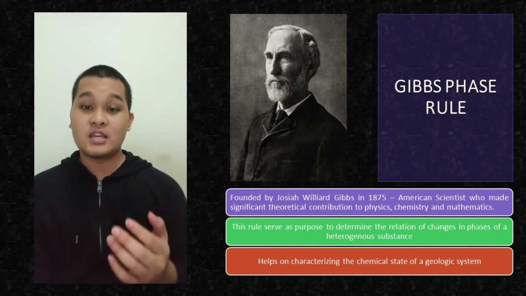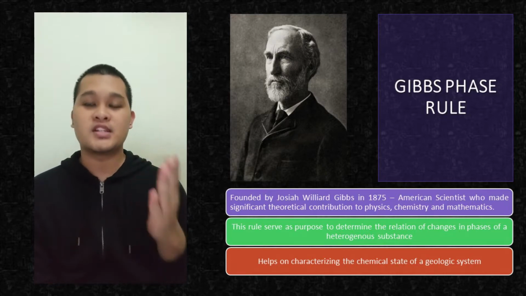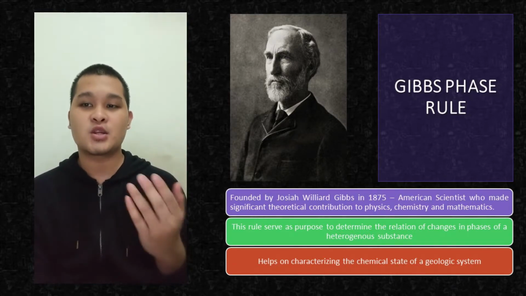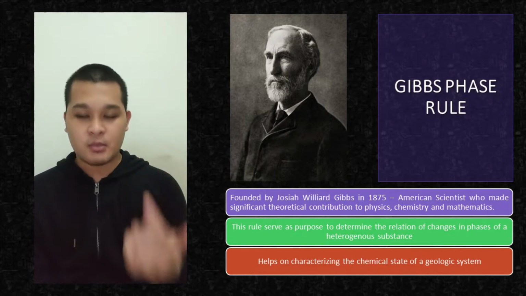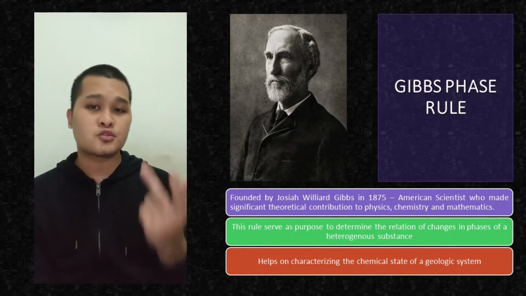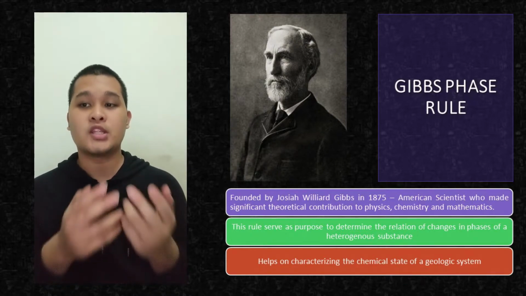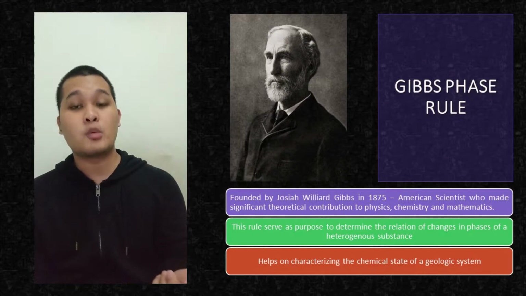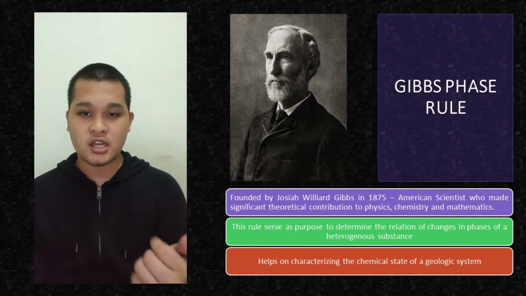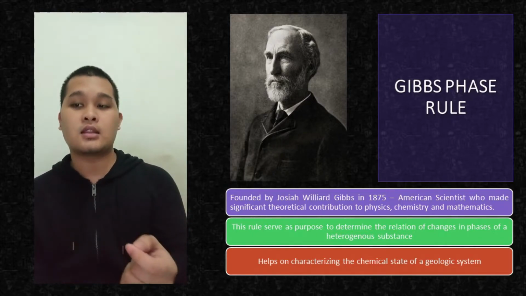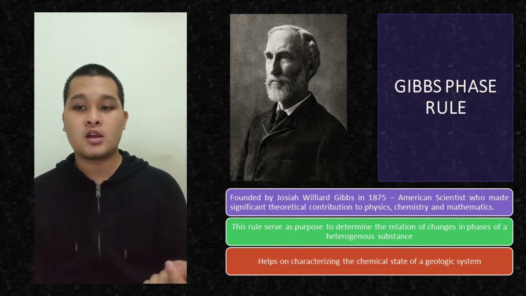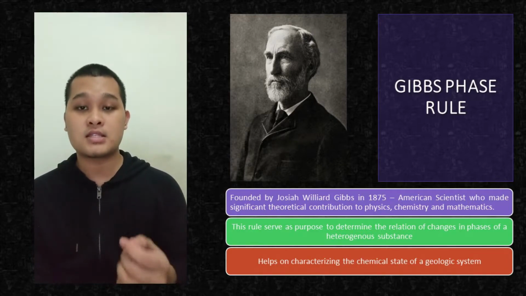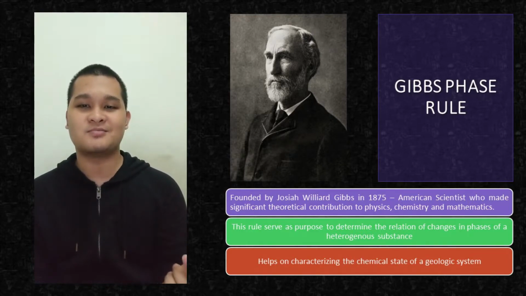Initially, the Gibbs phase rule was founded by Josiah Willard Gibbs in 1875, an American scientist who made significant theoretical contributions to physics, chemistry, and also mathematics. This rule served the purpose of determining the relation of changes in phases of a substance, normally in conjunction to the temperature and pressure. This is stated in his thermodynamic study on the equilibrium of heterogeneous substances. It also helps in characterizing the chemical state of a geologic system.